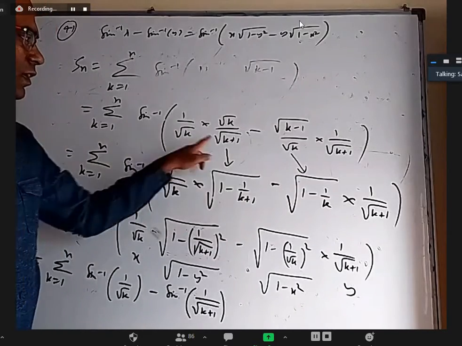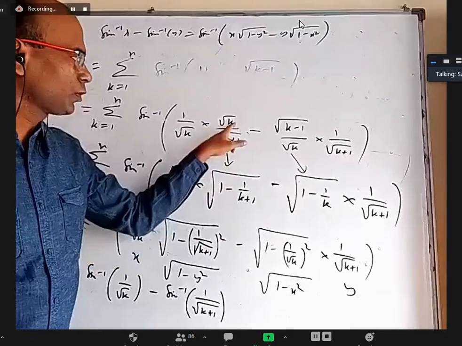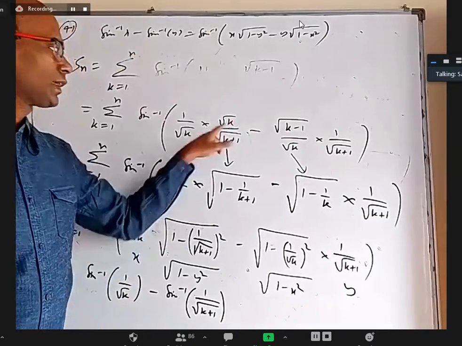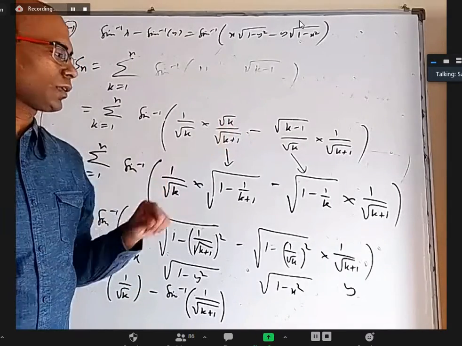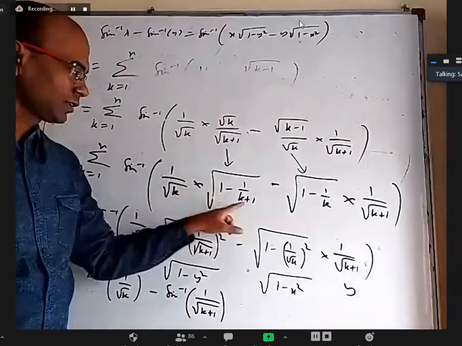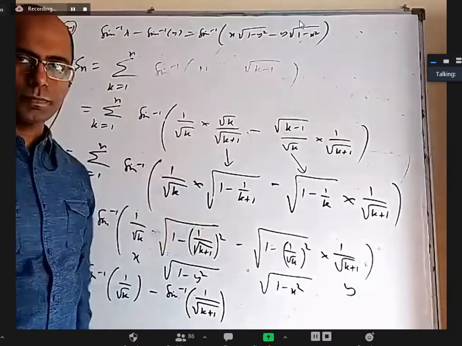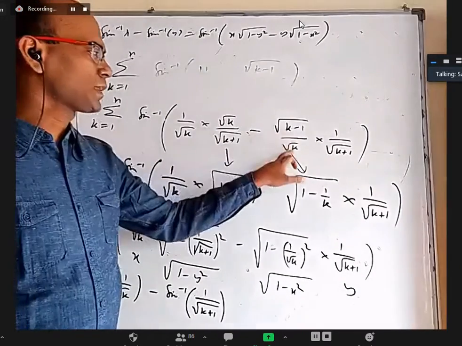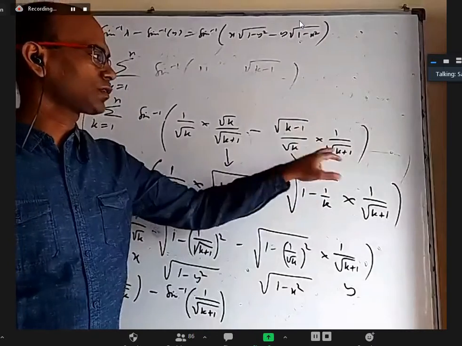This I wrote as it is from here to here. If you want to know how it came, in the numerator I added 1 and subtracted 1. I can write k plus 1 minus 1. You can take LCM and see that. k plus 1 minus 1 is k. This is quite obvious. This by this separate, this by this separate, inside the root.